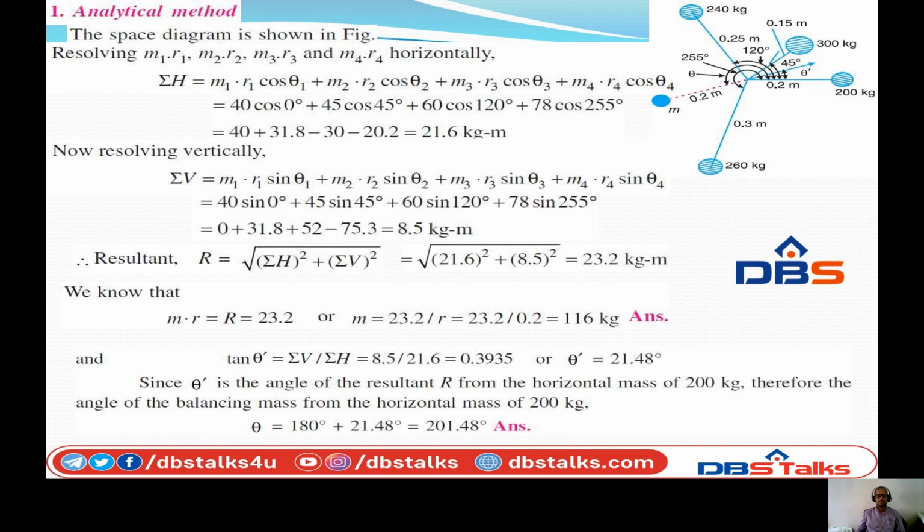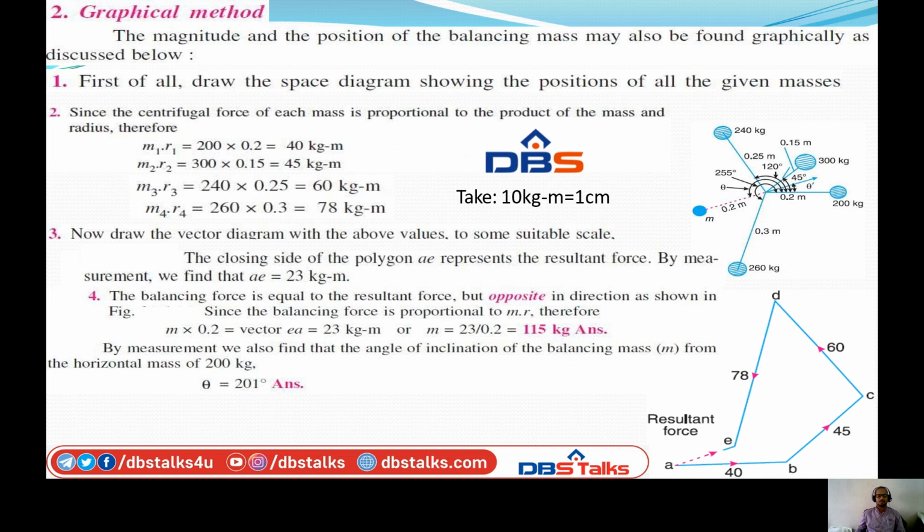But what is the analytical method? The mass is 116 kg and the angle is 201.48. So there is a small variation, or simply we can say a very negligible variation. Here 1 kg of mass variation, and here in the angle 0.48 degrees of variation.